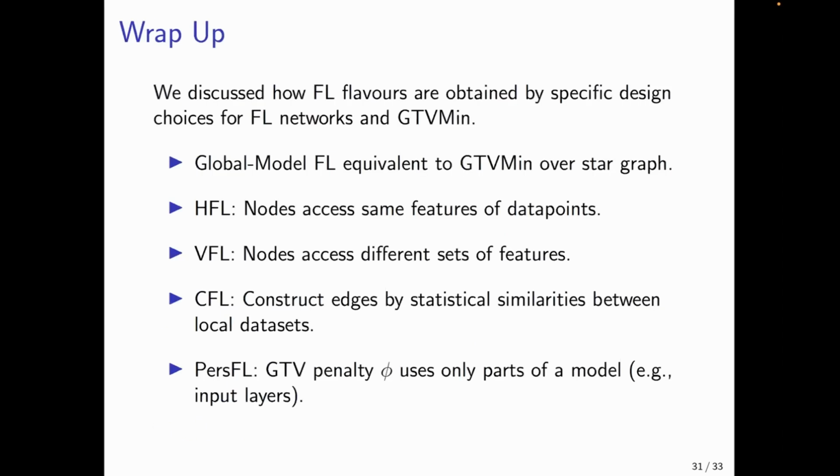Okay, just a quick wrap up. We have now discussed different flavors of federated learning, some of the main flavors that you might have come across already in the literature or media. It turns out they are all special cases. They can all be obtained as special cases of GTV minimization using specific choices for the edge structure of the federated learning network, for how we construct the local loss function, and for how we construct the penalty term that measures the difference between model parameters.